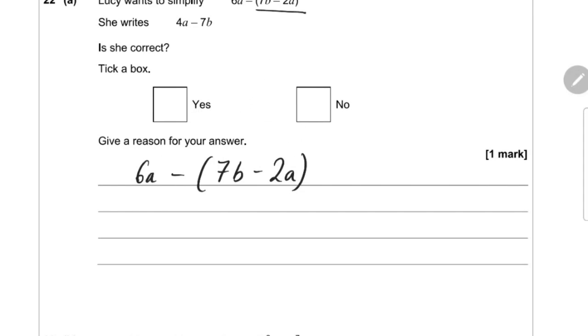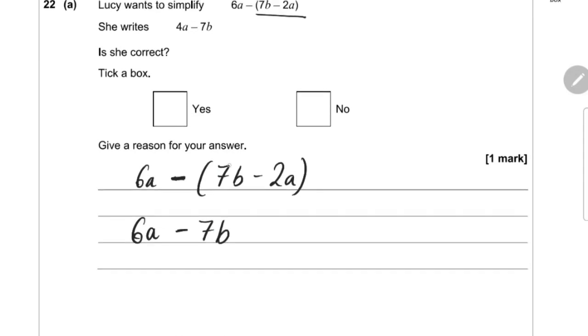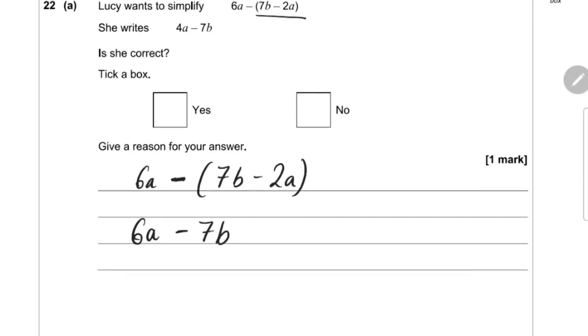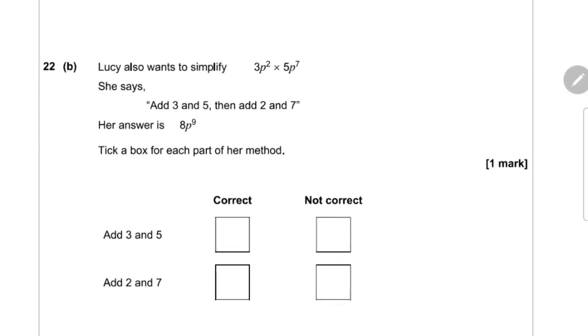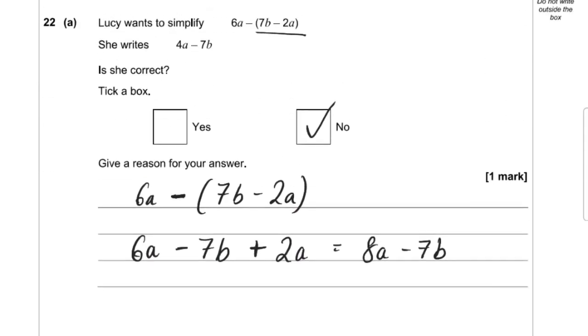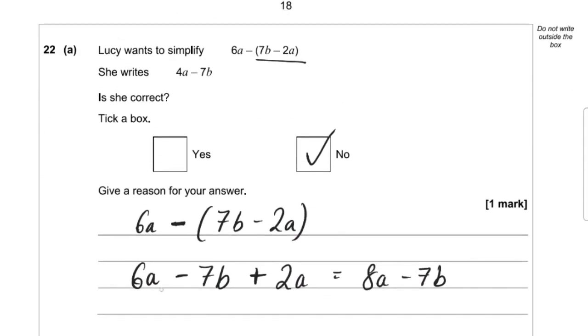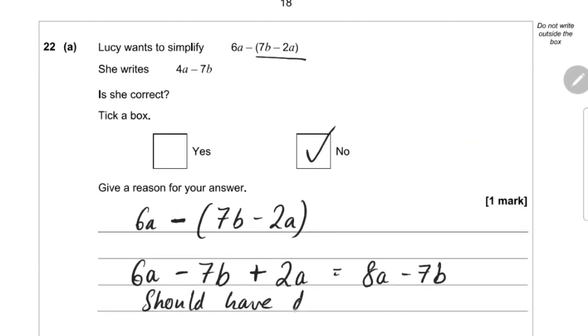So we're going to multiply out the brackets by this minus sign. So 6a, when we get rid of the brackets, we're going to have minus 7b. However, we're going to have minus minus 2a, which is going to lead to us having a plus 2a. So that's going to give us 8a minus 7b, which means Lucy has not done the calculation correct. Lucy also, you might want to just write there, should have expanded brackets first.